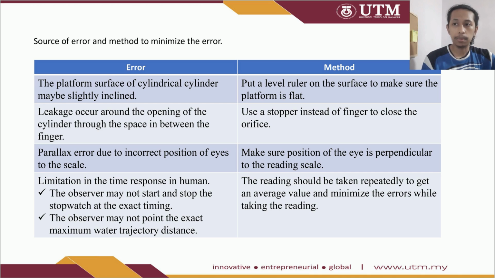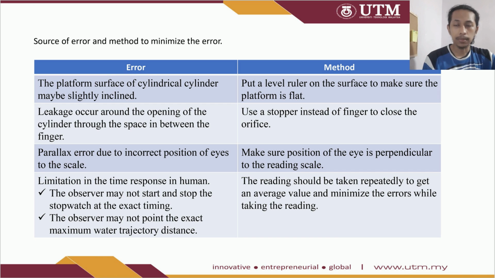For the sources of error and the methods to minimize the error, the first is the platform surface of the cylinder, which might be slightly inclined and not straight. One of the methods to minimize the error is to put a level ruler on the surface to make sure that the platform is flat.